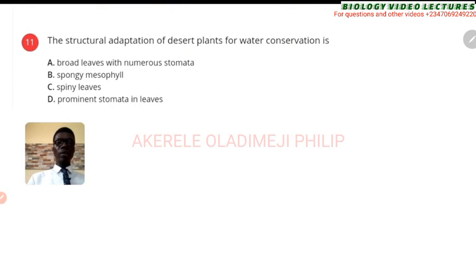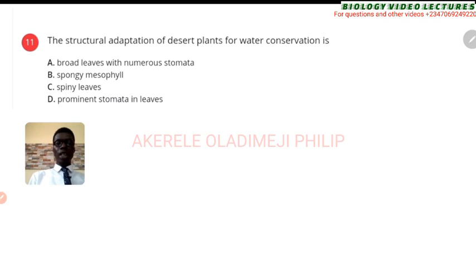Now, the structural adaptation of desert plants for water conservation: broad leaves with numerous stomata? That is suicidal. The more leaves you have, the more surface you have, the more water you lose. So that option is for tropical rainforest kind of plants. Spongy mesophyll, spinous leaves, prominent stomata in leaves.